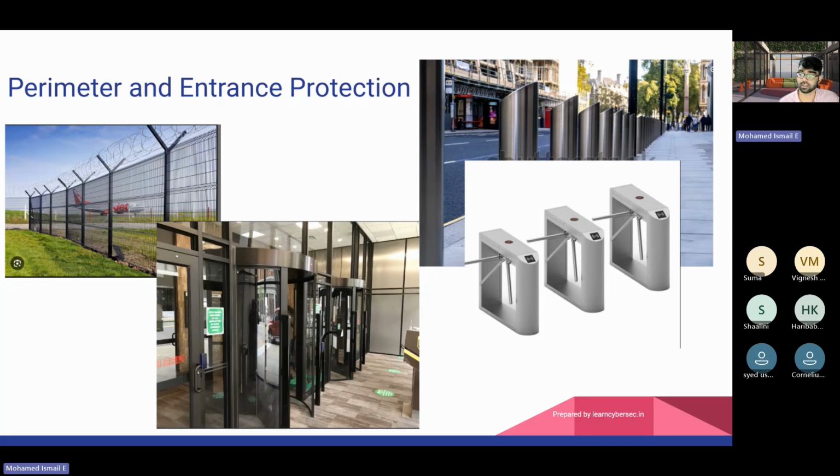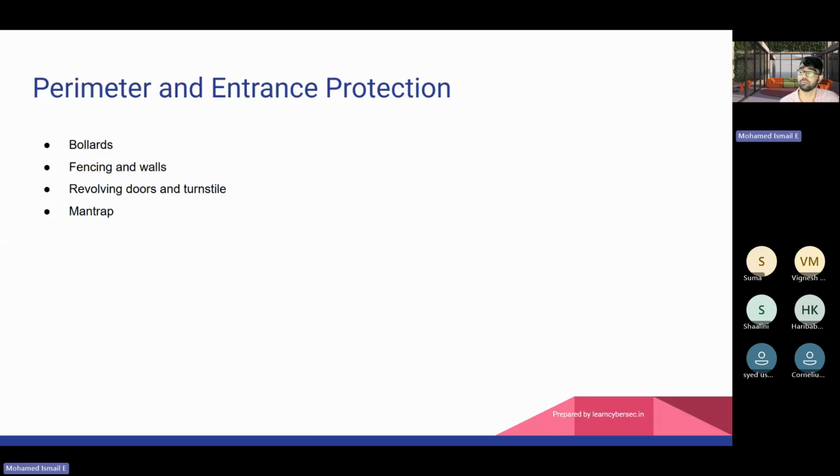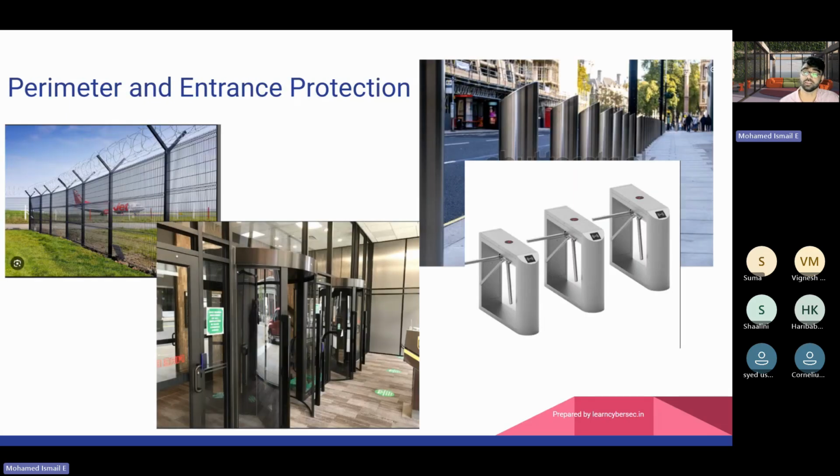Revolving doors have a control. They can stop the revolving door at any given point. If someone is taking something and running away through the revolving door, they can shut the door, so that will trap the person inside that revolving door. So that becomes a security control for the entrance.